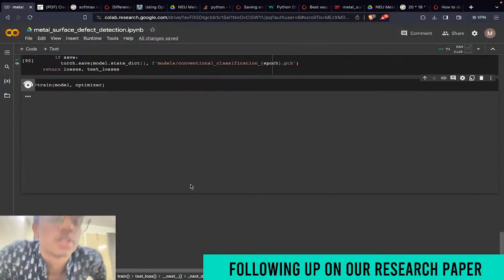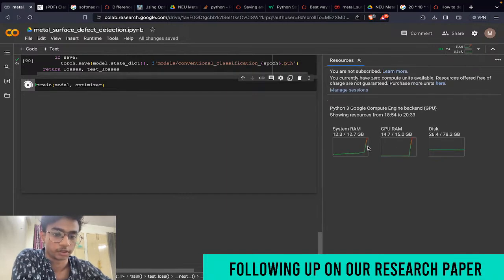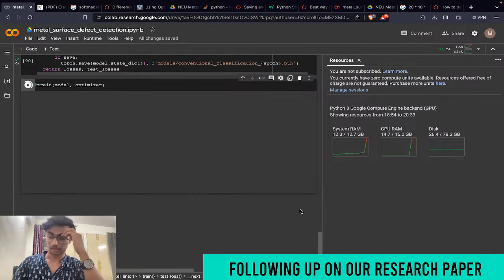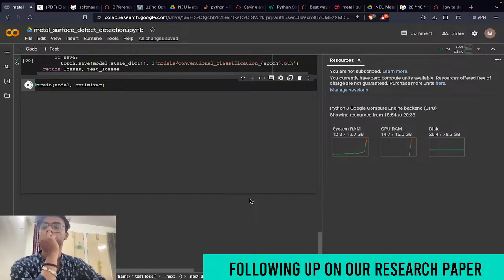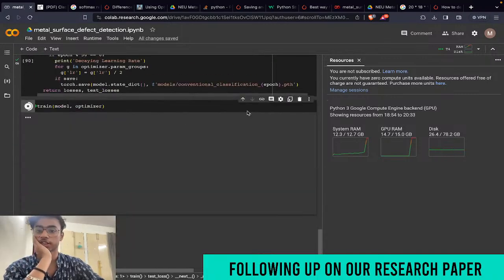But we are getting no results from this. The RAM is also getting pretty worked up now. This runtime will just crash. There is no way to save it now. I'll have to fix this somehow. I don't know how. This is not working. No, this is not training. This is just gonna crash any minute now. All the resources are being used up.